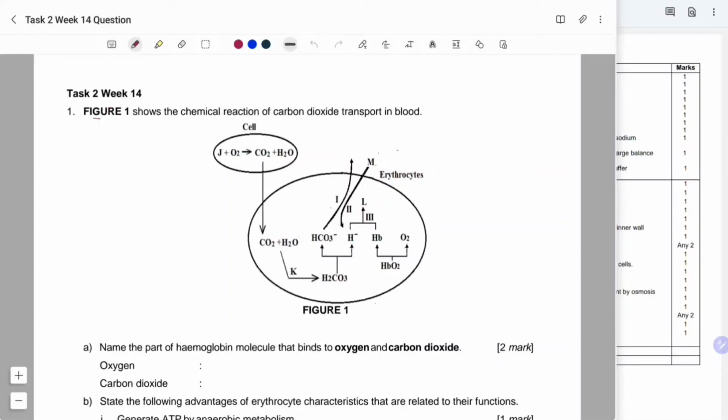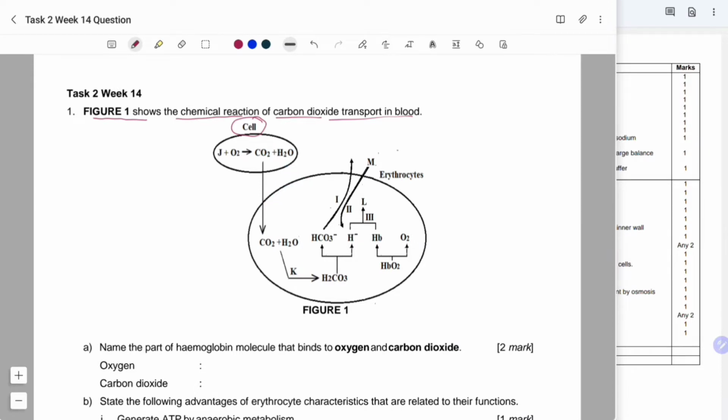Question 1. Figure 1 shows the chemical reaction of carbon dioxide transport in the blood. So, soalan ini berkenaan dengan transport of CO2 dekat dalam darah. So, based on the figure, kita tahu proses ini berlaku dekat kawasan tisu sebab kat sini dia label cell. So, ini adalah transport of CO2 dekat area tisu dan bukannya dekat area lung.